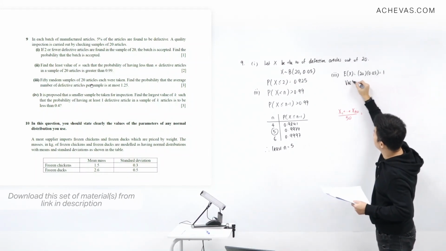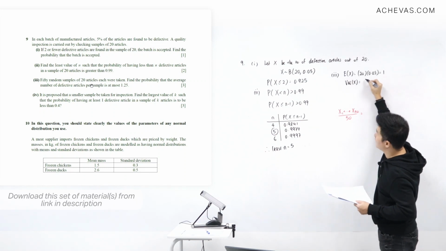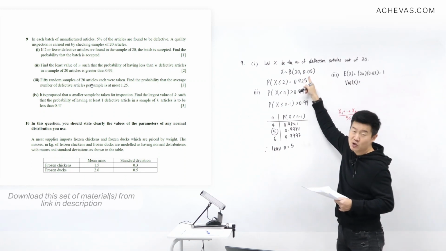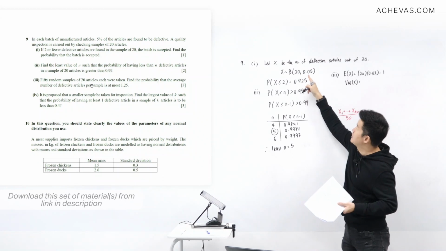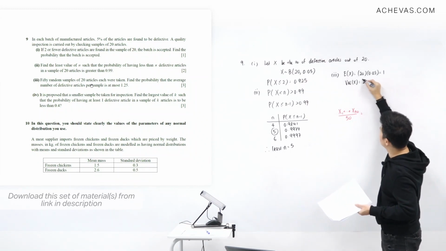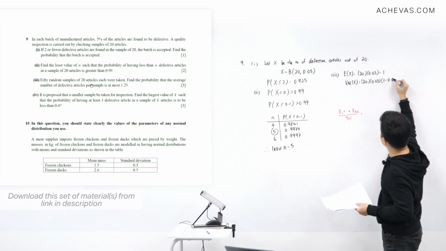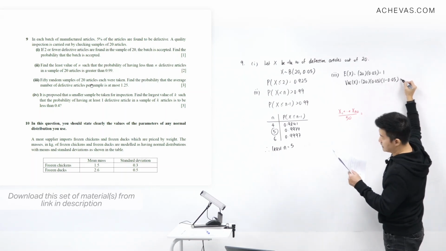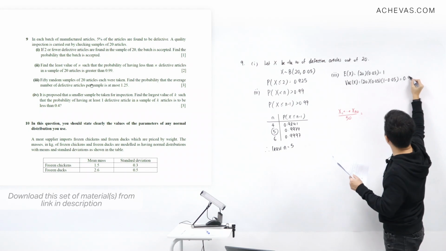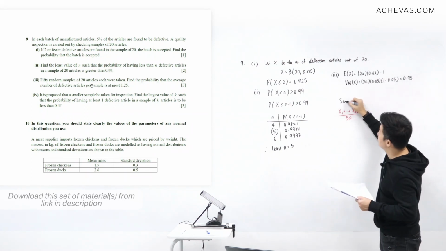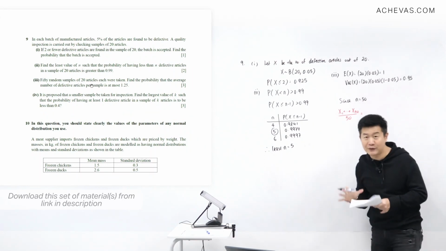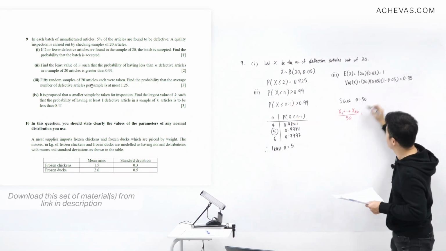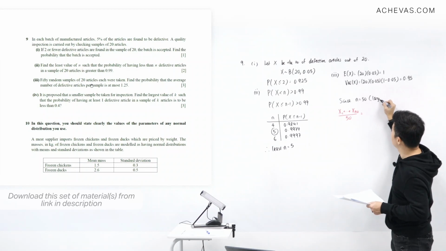And we do need the variance of X also. The variance of X is N times P times Q, where Q is 1 minus P. So N times P times 1 minus P, so it's going to be 20 times 0.05 times 1 minus 0.05. This is equal to 0.95. And since we are talking about a situation where N, which is equal to 50, we have 50 different samples of 20 articles. So this is large.